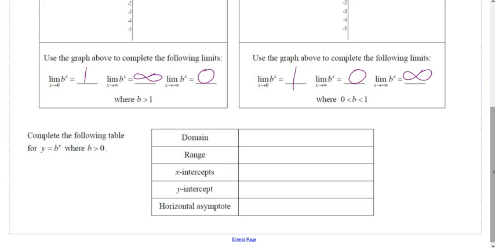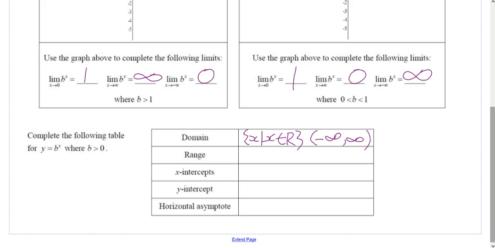So the domain is the set of all x such that x is an element of the reals. Very good. Whoever didn't say that, too bad. Or in interval notation, what would that look like? Negative infinity to infinity. And we know always to put a parenthesis, i.e. the round bracket, next to an infinity or a negative infinity.